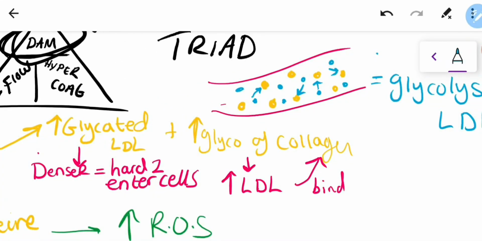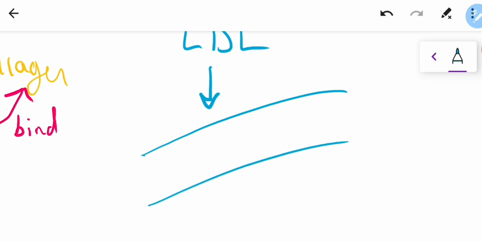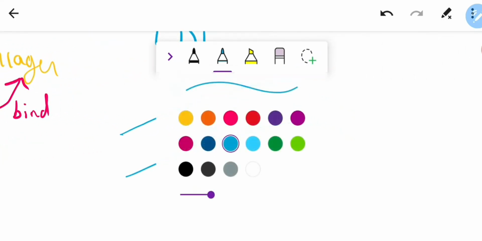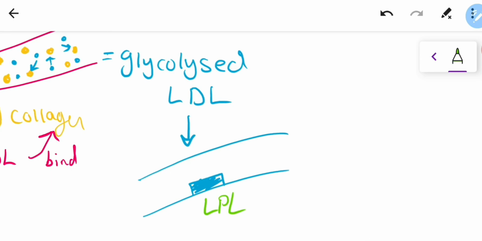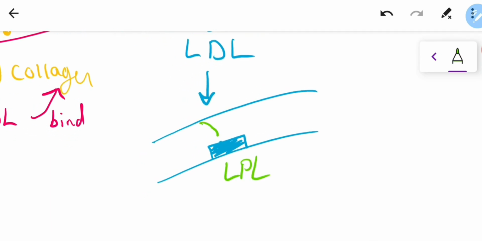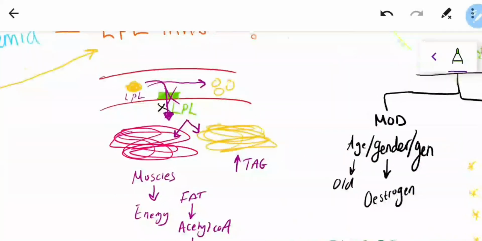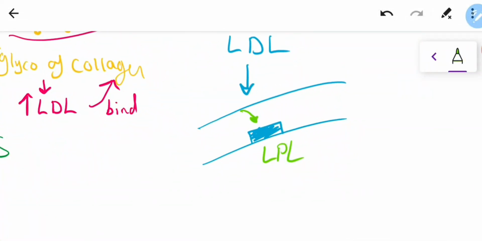Okay, so now if we have glycosylated LDL, the problem with this is that it's harder for it to bind to, I think it was, LPL. So this glycosylated LDL finds it hard to bind and get in, right? So like what we said before with these LPL inhibitors, it's the same kind of mechanism.